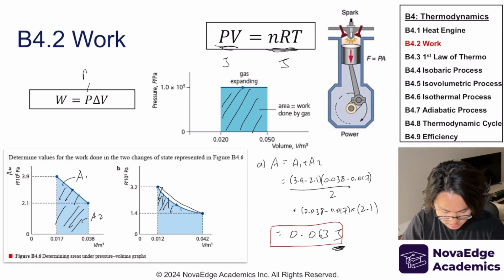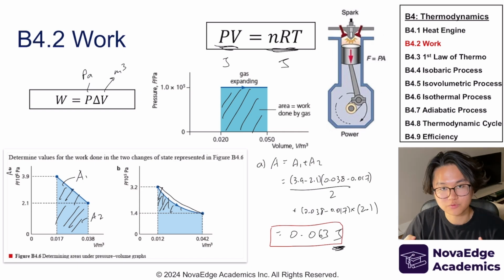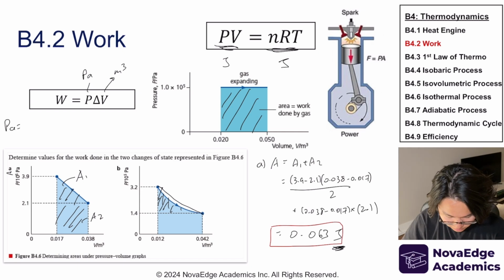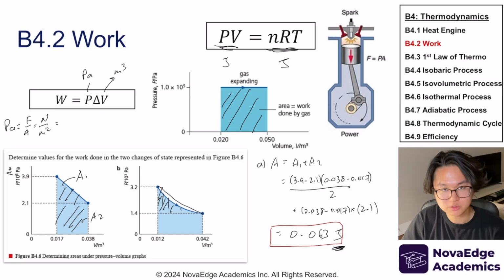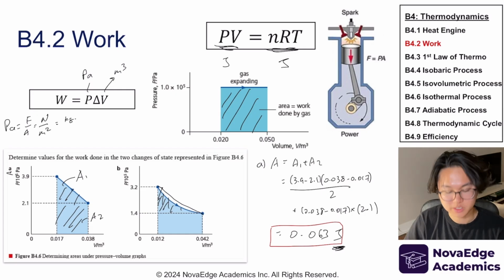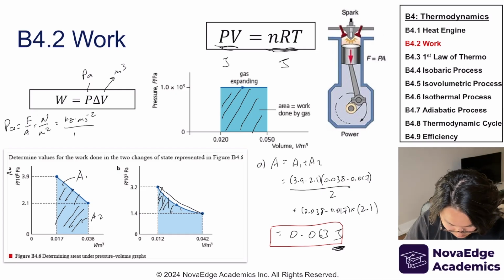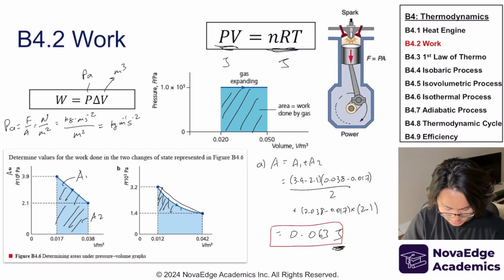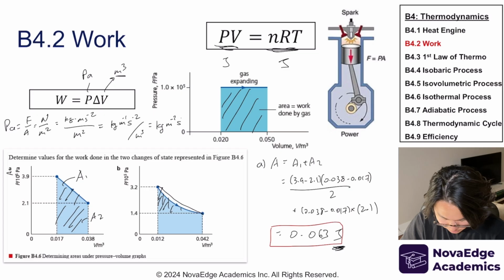So P is Pascal, and V is this, right? Now, pressure is just force over area. So Pascal is equal to force over area, which is Newton over meter squared. Now, F is also MA. MA is kilogram times meters per second squared. And when you cancel this out, you actually get kilograms per meter per second squared. That's Pascal. Now, volume is meters cubed. So if I multiply by meters cubed, I'm going to get kilogram meter squared per second squared.